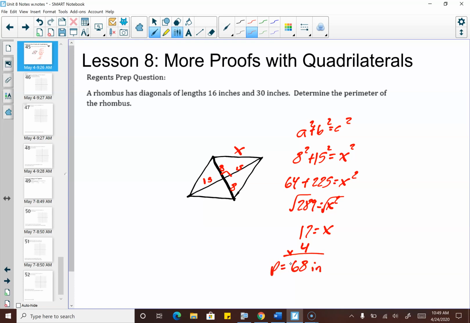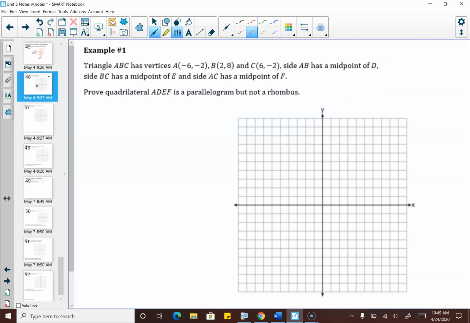All right. So you've got to remember a couple properties. One, carryover from parallelograms. One, specific to rhombus. As we get back into our proofs here, the first one says triangle ABC has those vertices. Side AB has a midpoint of D, side BC has a midpoint of E, and side AC has a midpoint of F. So basically, this triangle has a midpoint labeled on all 3 of its sides. And then we want to prove quadrilateral ADEF is a parallelogram, but not a rhombus.